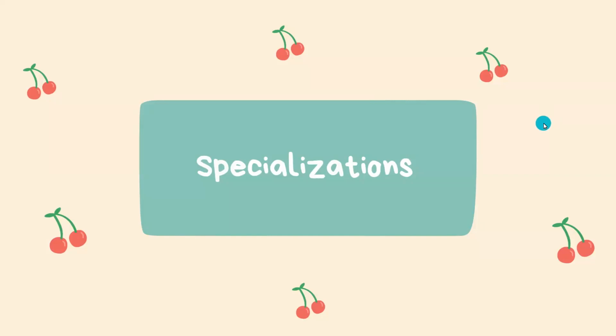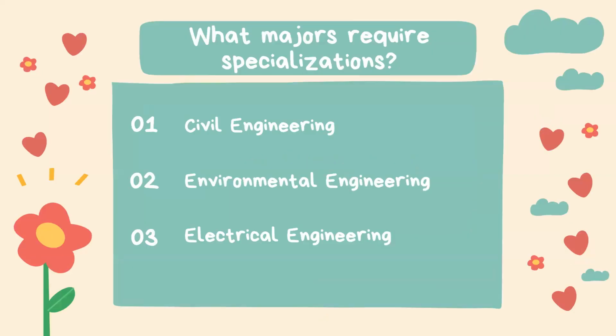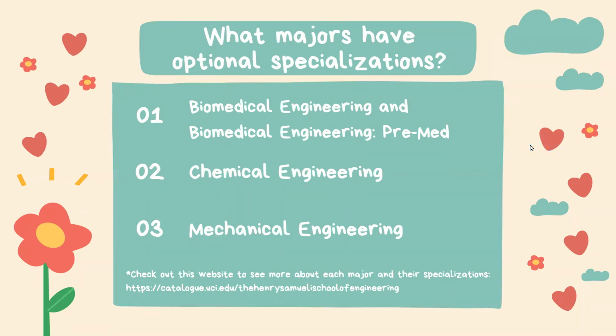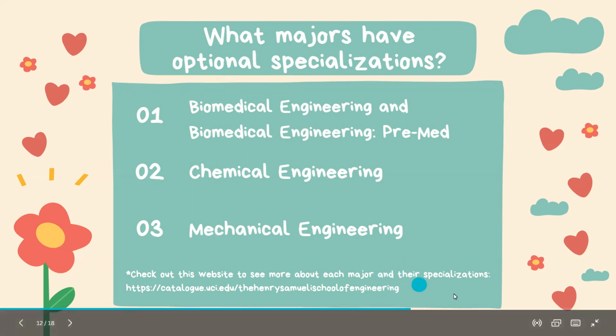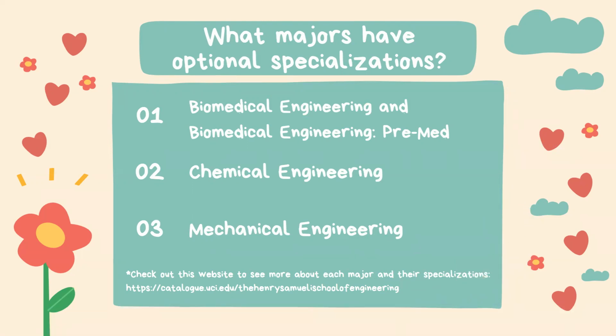So with regards to specializations, there are majors that require a specialization. Just keep in mind, it might be different for your specific major, but I know for certain that civil engineering, environmental engineering, and electrical engineering will need to declare a specialization. Majors that have optional specializations include biomedical engineering, pre-med, chemical engineering, mechanical engineering. You can check out the website below to see more about your major and if you are required or if you have an optional specialization offered for you.